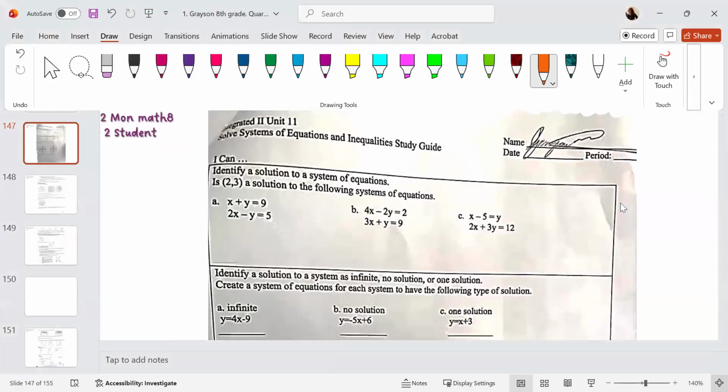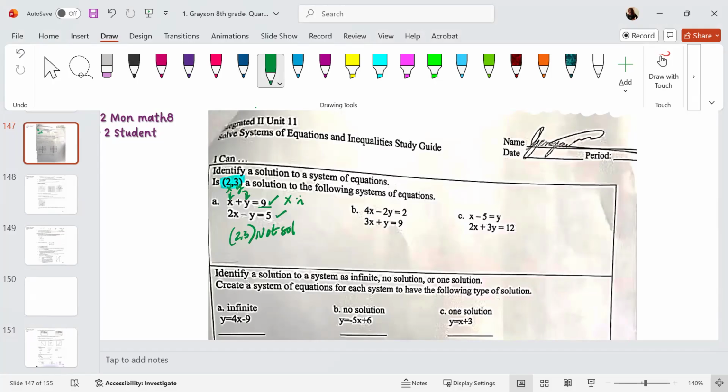All right, so inequality, if you take a look at this, it says identify whether (2, 3) is a solution to the following system of equations. This is an easy one. The trick here is, you know, this is x and y, right? Plug it in here, plug it in here. If it equals 9, if it equals 5, then yes, it is, right? So this is easy. 2 plus 3, does it equal 9? No. So not a solution. That's an easy one, right?